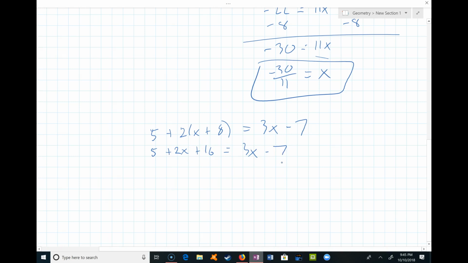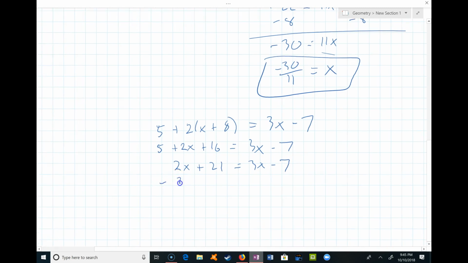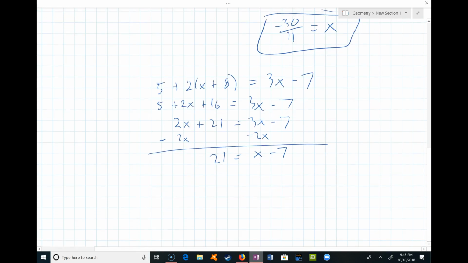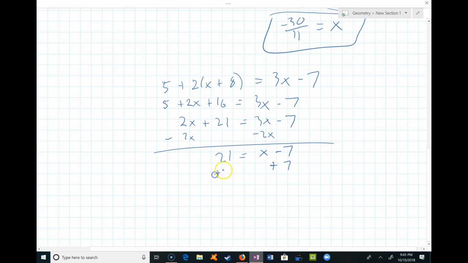And then I can simplify this further. That'd be 2x plus 21 is equal to 3x minus 7. And now I want to get the x's together, so I'm going to subtract 2x from both sides. And that gives me a 21 on this side, and an x on that side, minus 7 that is. Add 7 to both sides, and I get 28 is equal to x. Okay?